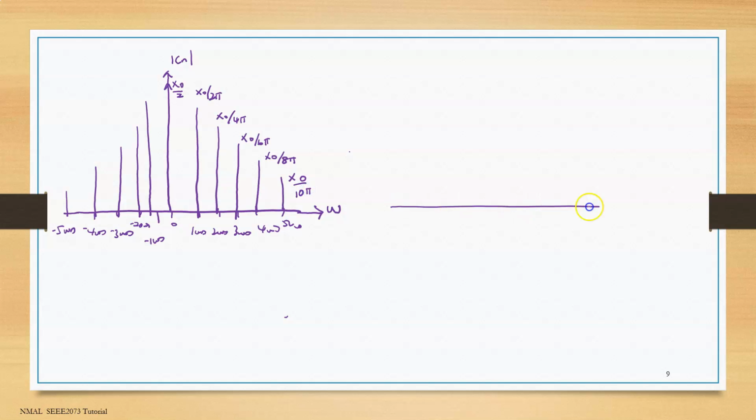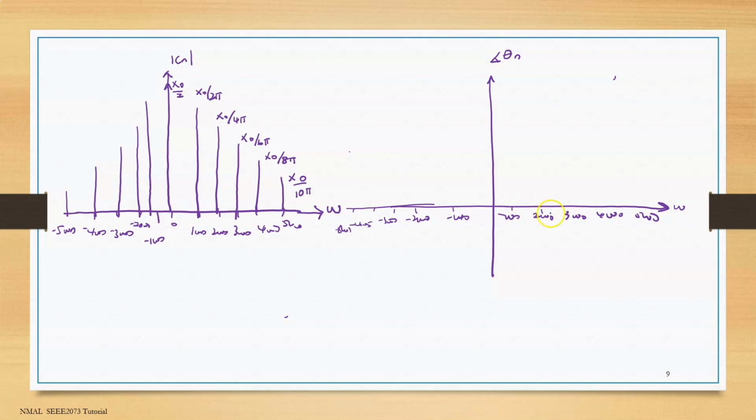And then we have another plot which is the phase spectrum. Okay. The spectrum also involves up to the fifth harmonic: 3 omega naught, 4 omega naught, 5 omega naught. Let's draw this better than me.